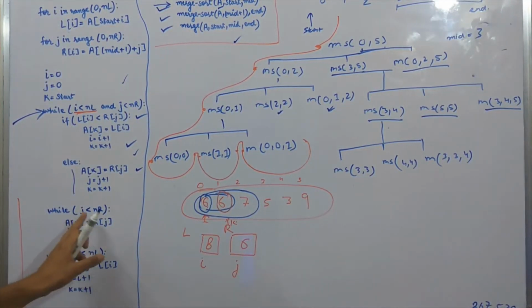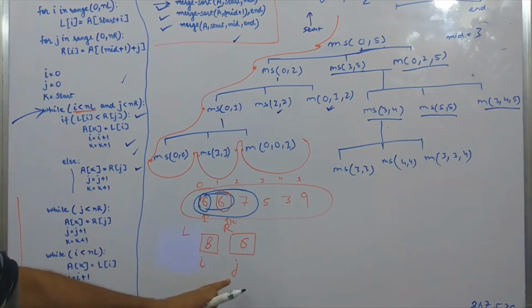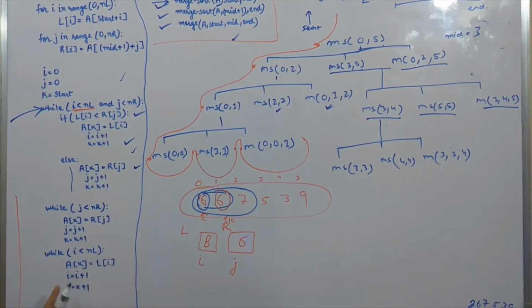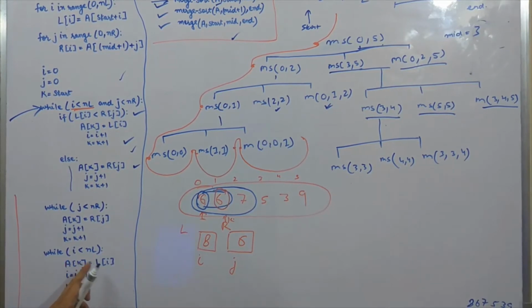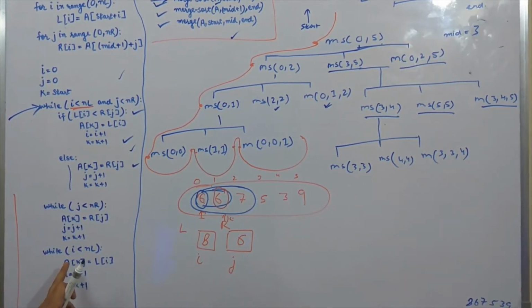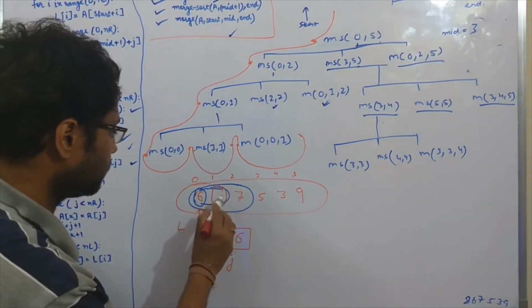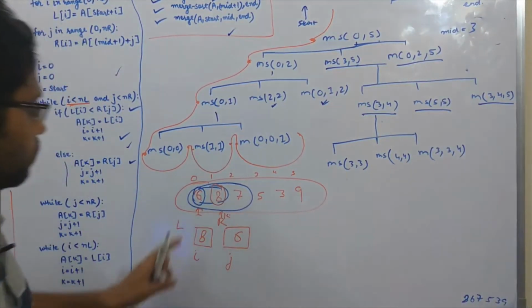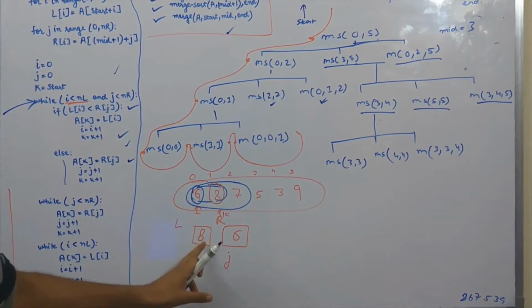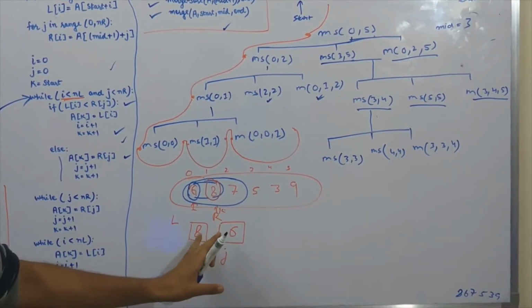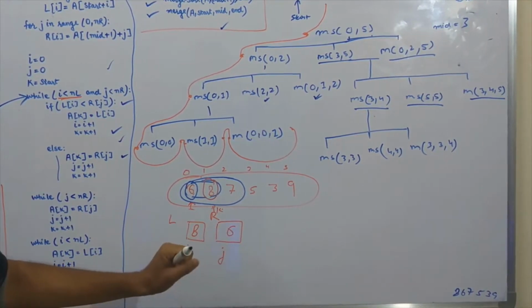And while J is less than NR? No. While I is less than NL, yes, it is true. So now the Li value will be put into A of K. So now 8 will be placed here. So what this function has done, it has compared both the left array and the right array, and it has swapped both the parts.